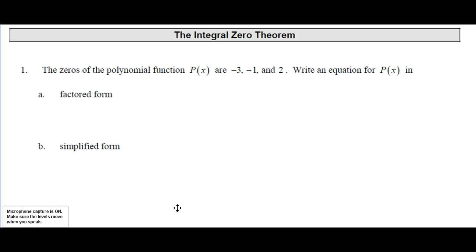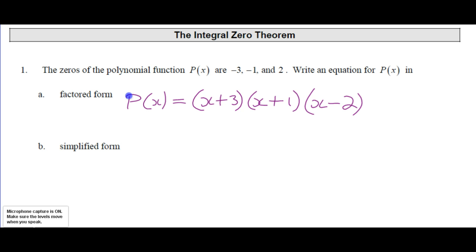The integral zero theorem. The zeros of the polynomial function p of x are negative 3, negative 1, and 2. Write an equation for p of x in factored form. Okay, so we would say p of x. So what are the factors? If the 0 is negative 3, the factor is x plus 3. If the 0 is negative 1, the factor is x plus 1. And if the 0 is positive 2, the factor is x minus 2.